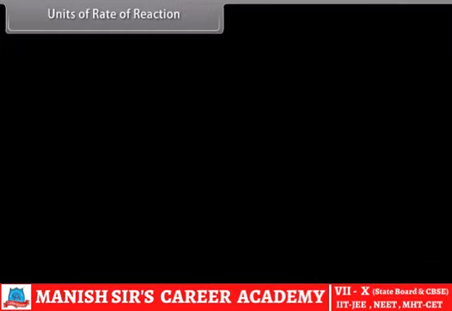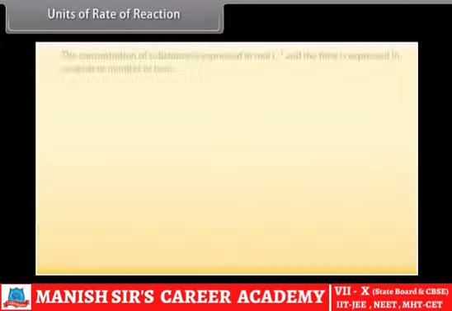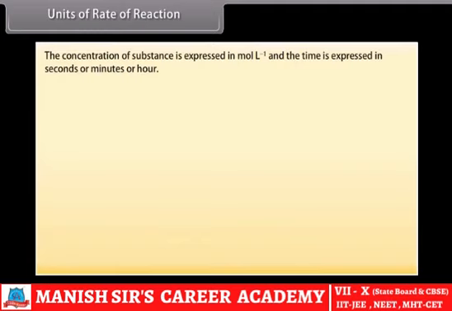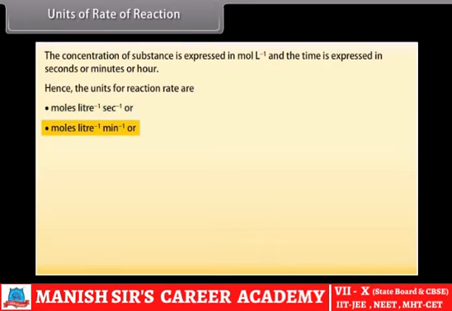Units of rate of reaction. The concentration of substance is expressed in moles per liter and the time is expressed in seconds or minutes or hours. Hence, the units for reaction rate are moles per liter per second, or moles per liter per minute, or moles per liter per hour.